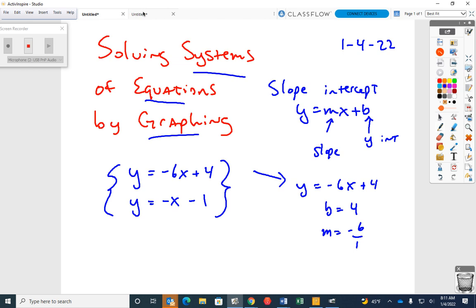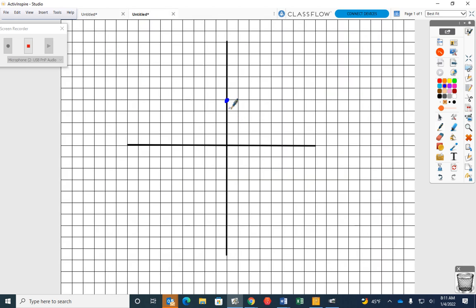Negative 6/1. Now, if you remember, when I graph slope, I always put my arrows, okay? So that means I'm going to go down 6 and over 1. Is that from the origin or from the y-intercept? The y-intercept. So I'm going to go to my y-intercept and go down 1, 2, 3, 4, 5, 6, over 1, okay? And I'm going to put my point.